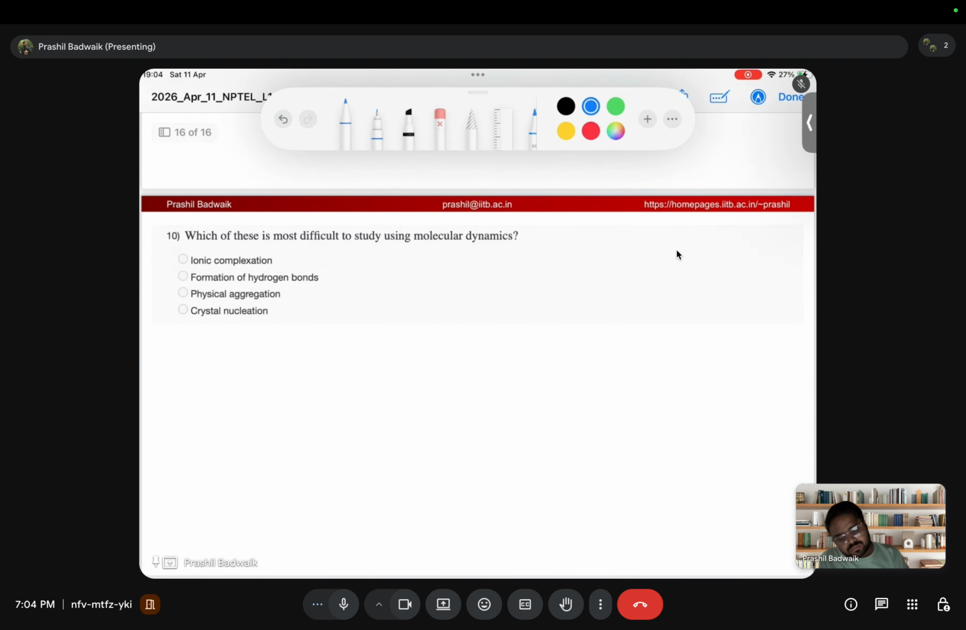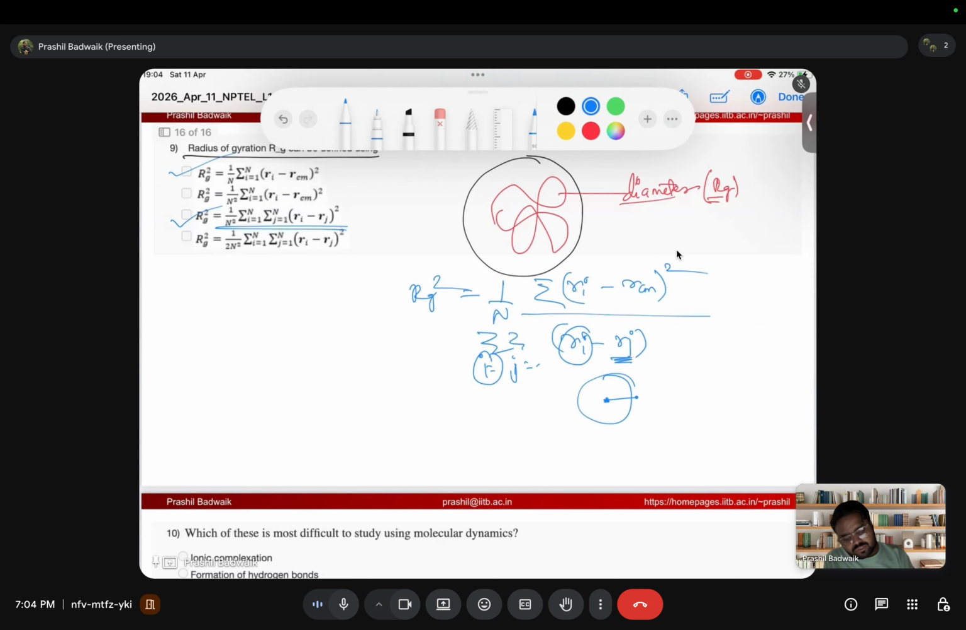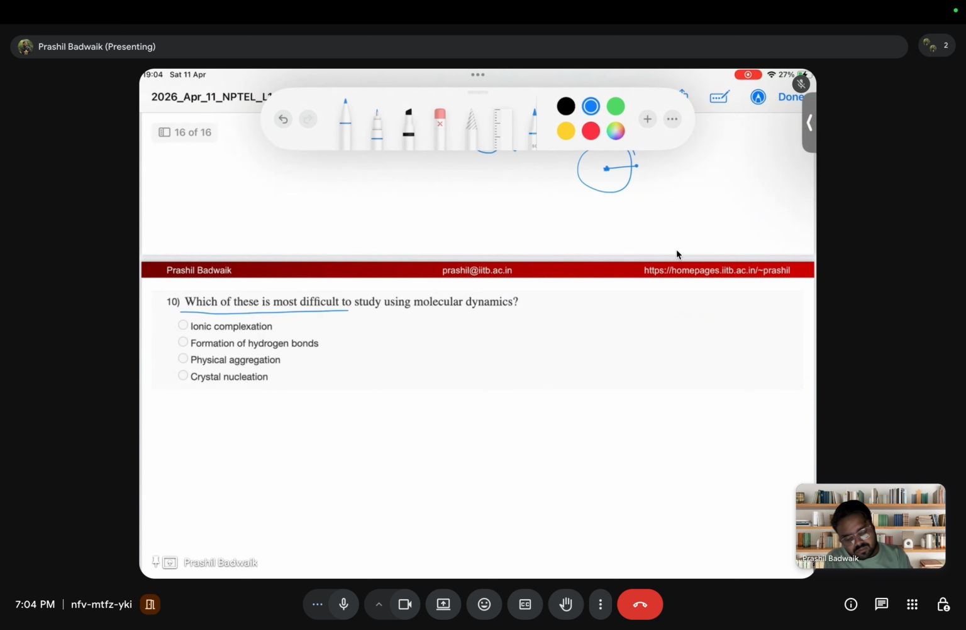Then, last question of the day: which of these is most difficult to get using molecular dynamics? Ionic complexation, how one ion interacts with another ion. Formation of hydrogen bonds also. Physical aggregation, if some of the atoms are aggregating. For example, in milk, some proteins aggregate to form some coarser structure, right?